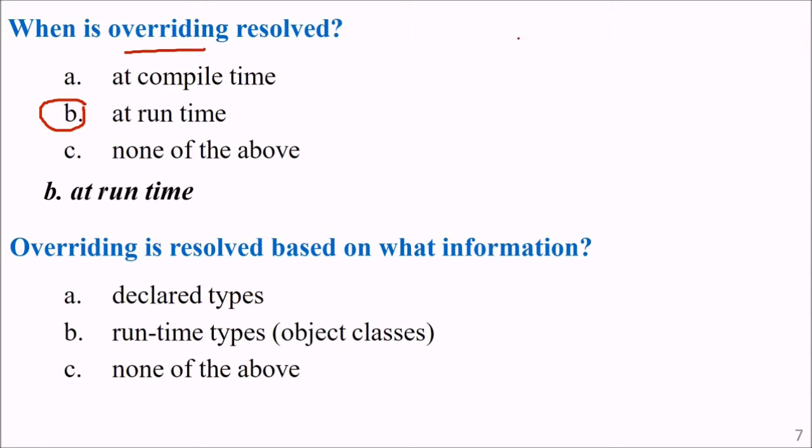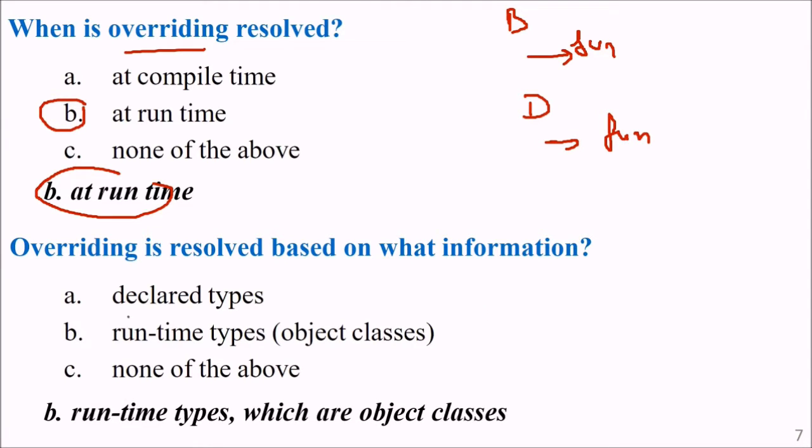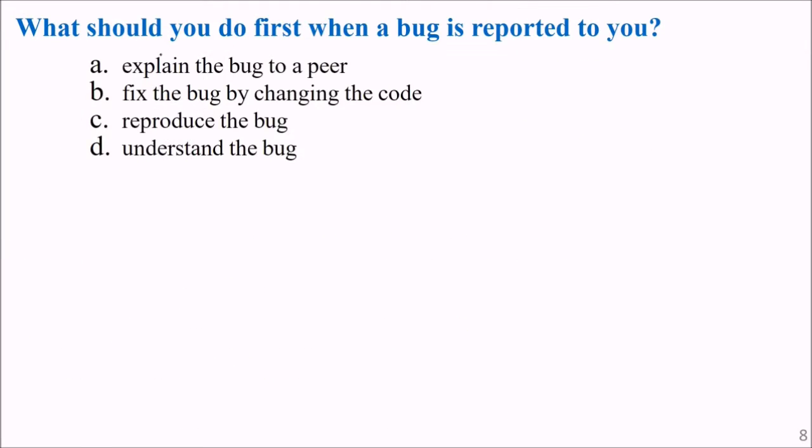Overriding: if you have a function in the base class, and then you have a derived class with the same function, say fun, and you again have a function here, which function needs to be called? That is done at runtime. Overriding is resolved based on what information? The answer is runtime types, which are object classes. What should you do first when a bug is reported to you? What are you going to do?